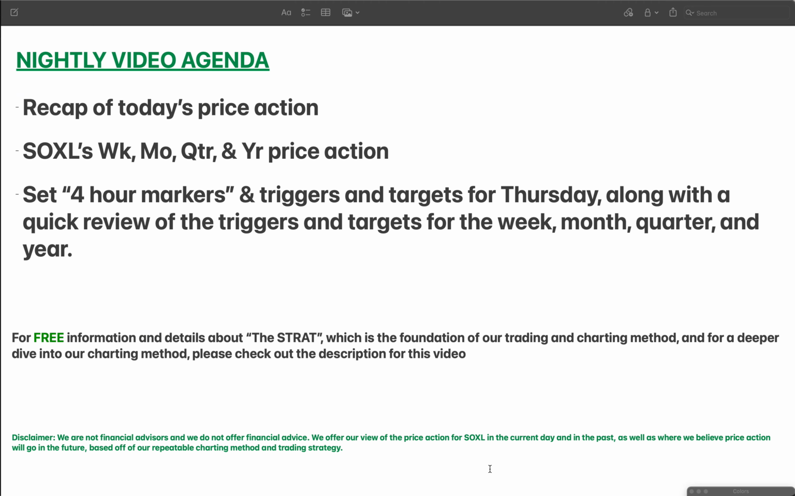So with that, let's look at the agenda for today. First, we will look at a recap of today's price action, and we'll zoom out like we always do and look at the week, month, quarter, and year real quick. Then we'll zoom back in and set our 4-hour markers and our triggers and targets for Thursday, along with the review of the triggers and targets for the week, month, quarter, and year.